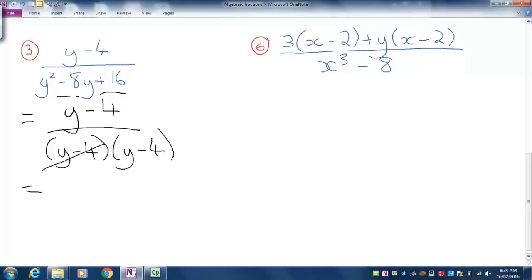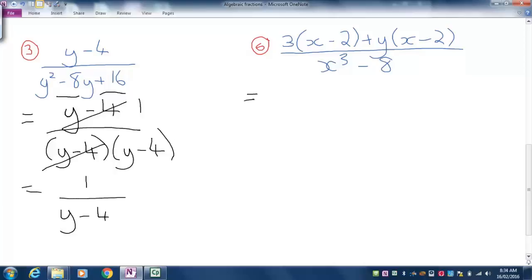Now that means I can cancel one of these with that whole thing on the top. Leaves me with a 1 on the top and a y minus 4 on the bottom. It is quicker if you know your special product rules to just be able to factorise that term that's on the bottom right away.